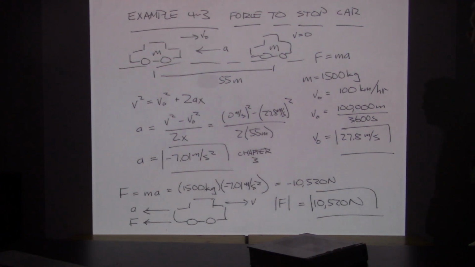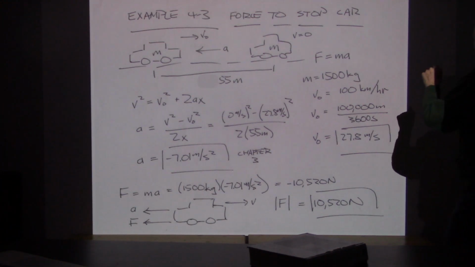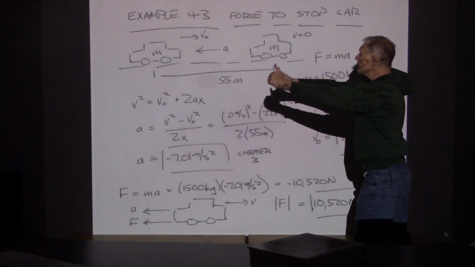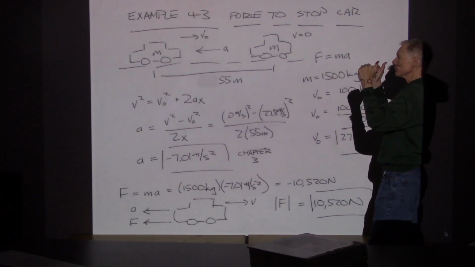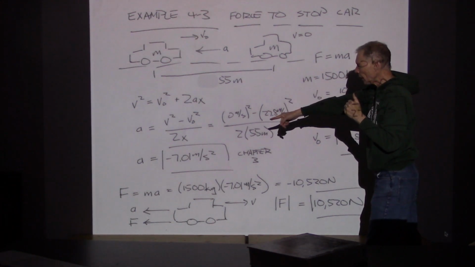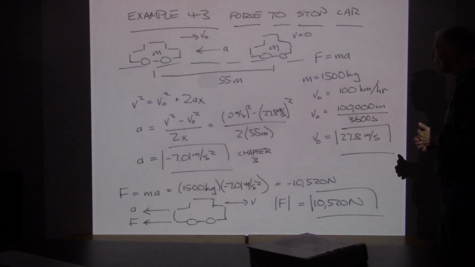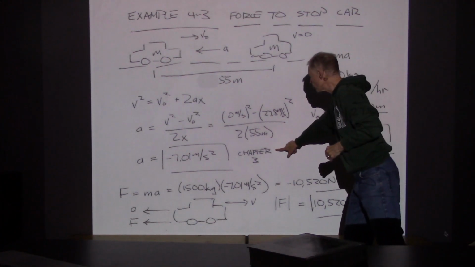7.01 meters per second squared, and the minus sign is telling me that acceleration will be in the direction opposite to the velocity. We said the velocity was a positive number, and when we did that, we defined this direction to be positive. So acceleration is in the opposite direction. It shows up with a negative sign. Okay, so everything up to here is chapter 3.